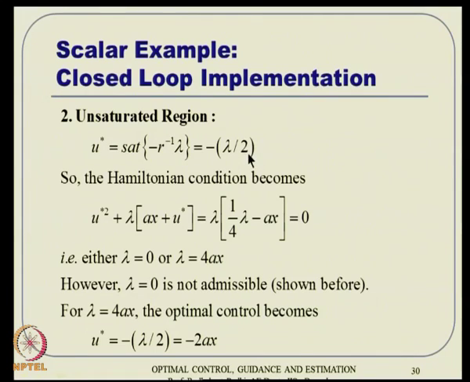So, this happens to be negative lambda by 2. So, the Hamiltonian condition, again you go back and substitute u as a function of lambda, and we will end up with some quadratic expression in terms of lambda. Basically, either lambda is 0 or lambda is 4x, but lambda 0 is ruled out, we just saw that a little before. So, lambda 0 is not admissible. The only condition is lambda has to be equal to 4x, and hence u star equal to minus lambda by 2, which is nothing but minus 2x.